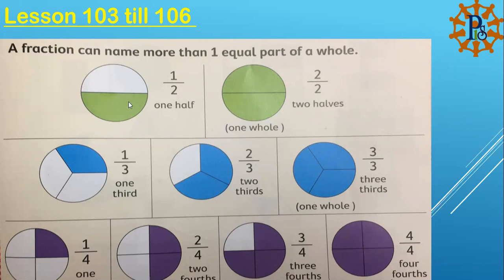Again, from the beginning, it means half or one half. Here, two halves. This one, one third. This one, two thirds. This one, three thirds. Here, one fourth, this one, two fourths, here, three fourths, here, four fourths.